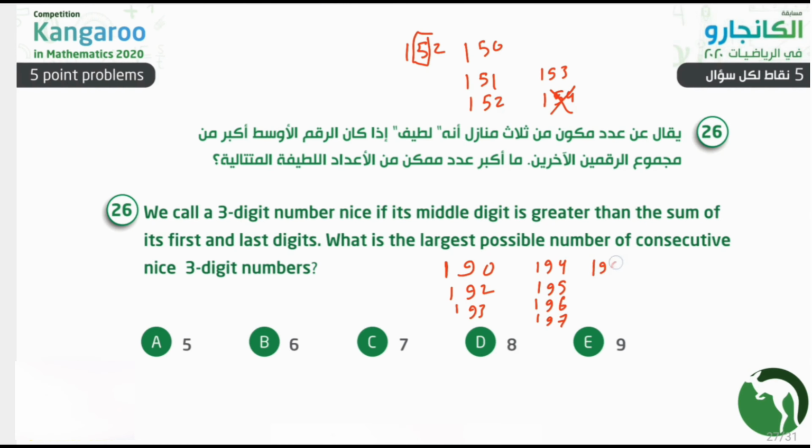Now 198 is not a nice number because 1 plus 8 is 9, equal to 9, not less than 9. So this one is not consecutive. So here we have 1, 2, 3, 4, 5, 6, 7. Sorry, I forgot to write 191. So we have 8 consecutive nice numbers, and D is the correct answer.